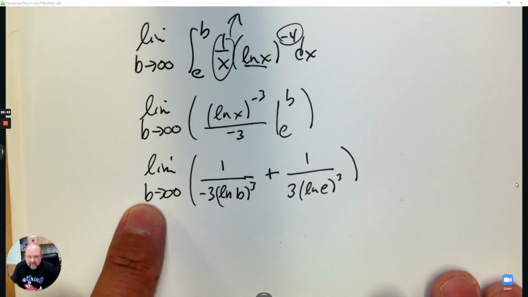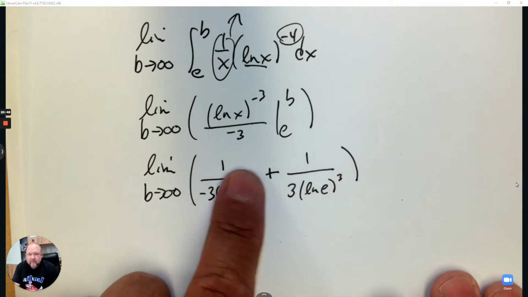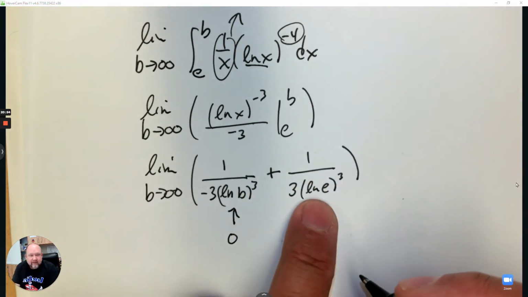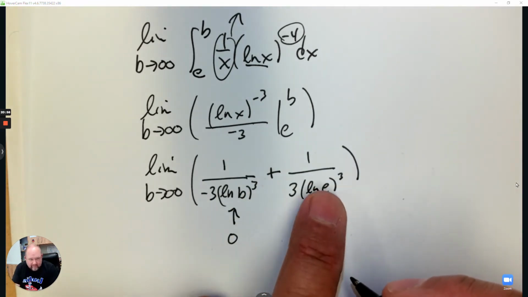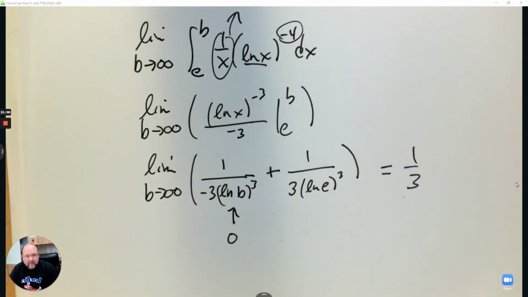So to infinity. If I look here, the right end behavior for ln does go to infinity. And so the bottom is more powerful than the top, so this approaches 0. Here, ln e is 1, so 1 cubed is 1. So this whole answer is just 0 plus 1/3, which is 1/3.